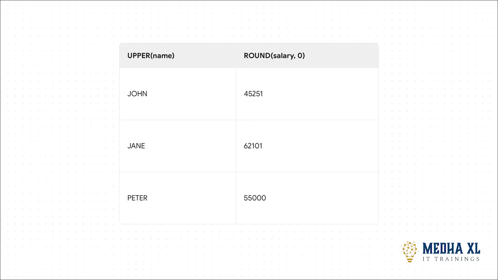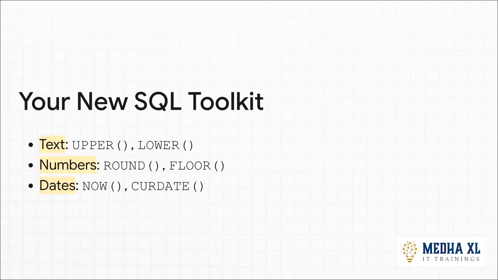In one single command, we've created a clean, formatted table that's ready for a presentation. The names are standardized, and the salaries are easy to read. This is the power of SQL functions in action. So, quick recap. You now have a brand new, versatile toolkit. You can transform text with things like UPPER, you can calculate numbers with ROUND, and you can work with dates using NOW. These functions are really the fundamental building blocks for some powerful data analysis.